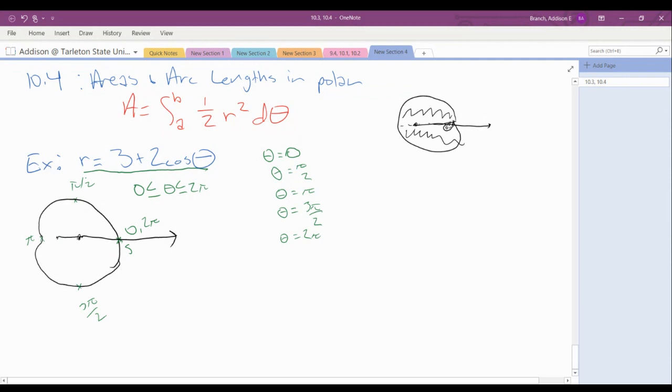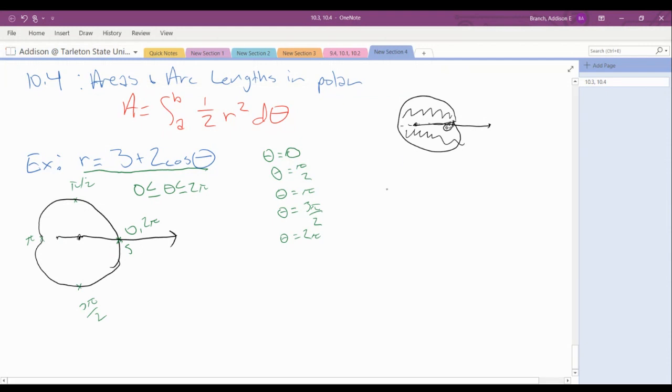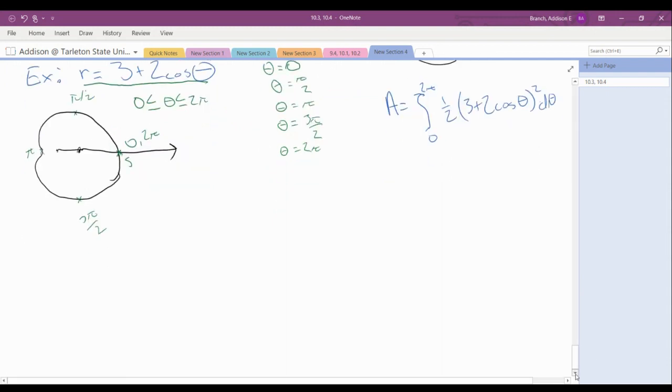But now that we have our bounds established, we can set up our integral. So we can say that our area is equal to the integral from 0 to 2 pi of 1/2 times (3 plus 2 cosine of theta) squared d theta. All right, so I usually go ahead and pull the 1/2 out in front.